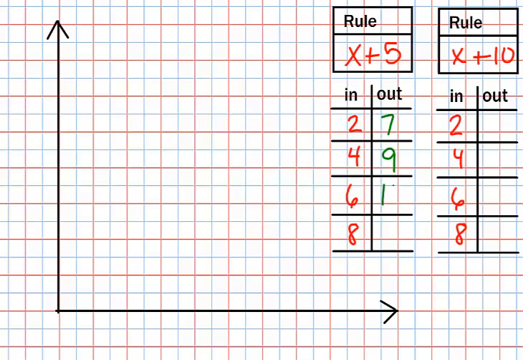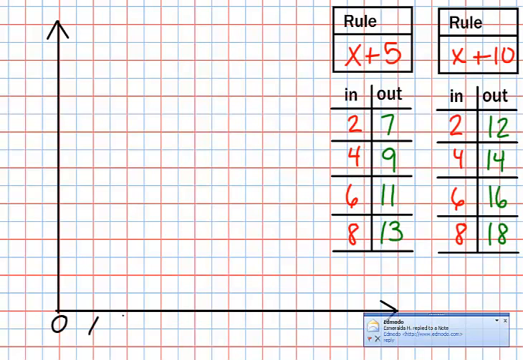In the x plus 5, in was 2, out was 7. In was 4, out was 9. In was 6, out was 11. And in was 8, out was 13. In the x plus 10 function box, in was 2, plus 10 is 12. In is 4, plus 10 is 14. In is 6, plus 10 is 16. And in is 8, plus 10 is 18.